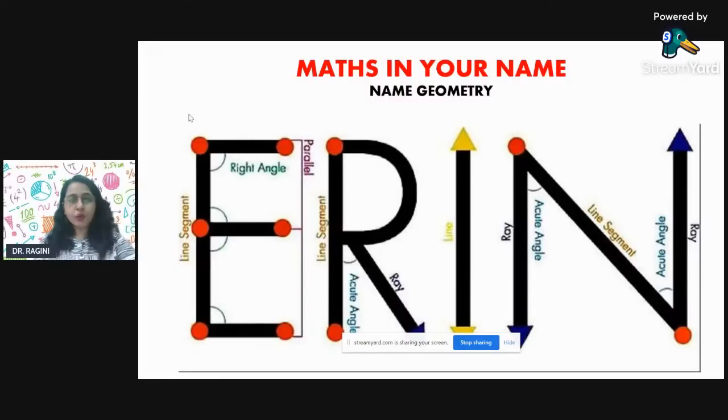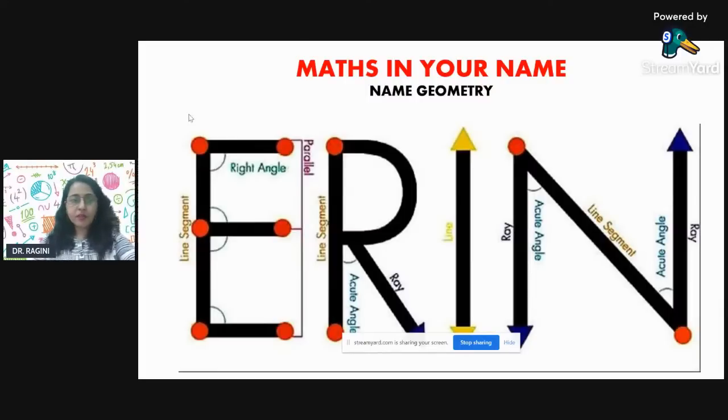So finally, students will get creative writing their own name and use their coloring supplies to make points, lines, line segments, and rays with the letters of their name. Using dots and arrows, students will draw and label at least one point, line, line segment, and ray in their name.